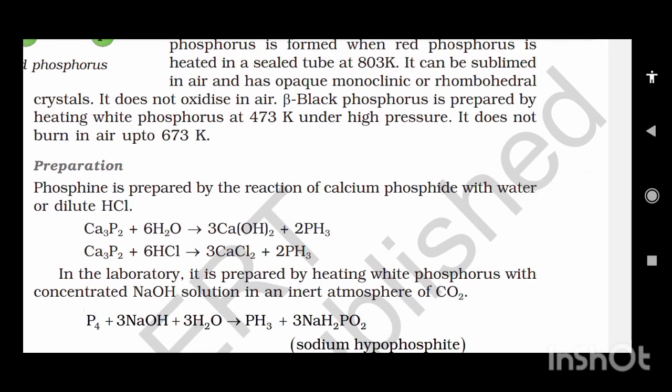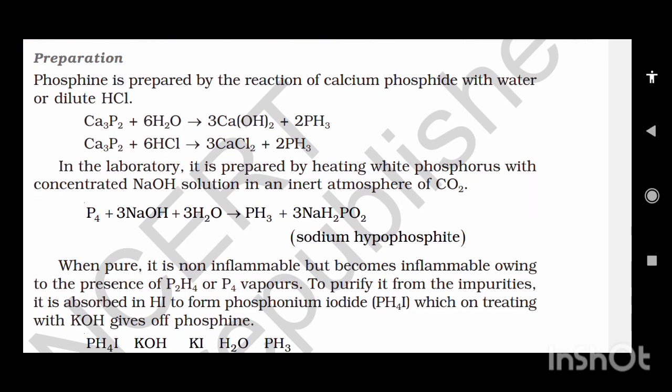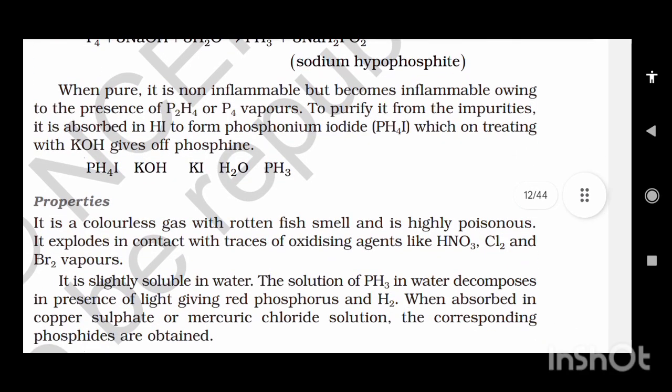Preparation. Phosphine is prepared by the reaction of calcium phosphide with water or dilute HCl. In the laboratory, it is prepared by heating white phosphorus with concentrated NaOH solution in an inert atmosphere. When pure, it is non-inflammable but becomes inflammable owing to the presence of P2H4 or P4 vapors. To purify it from the impurities, it is absorbed in HI to form phosphonium iodide, which on treating with KOH gives off phosphine.